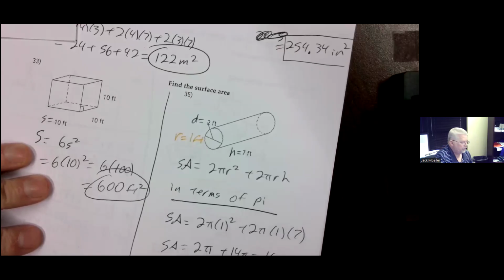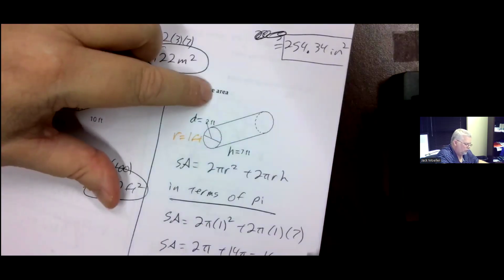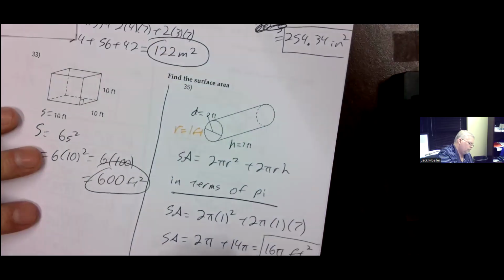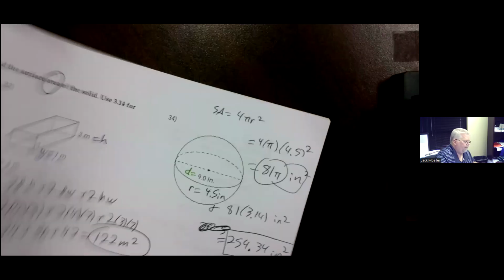And what are the units? We're dealing with feet, and we're dealing with area, so it'd be feet squared. In terms of pi, it would be 16 pi square feet. And then for the approximate answer, now we'd plug in pi as 3.14.